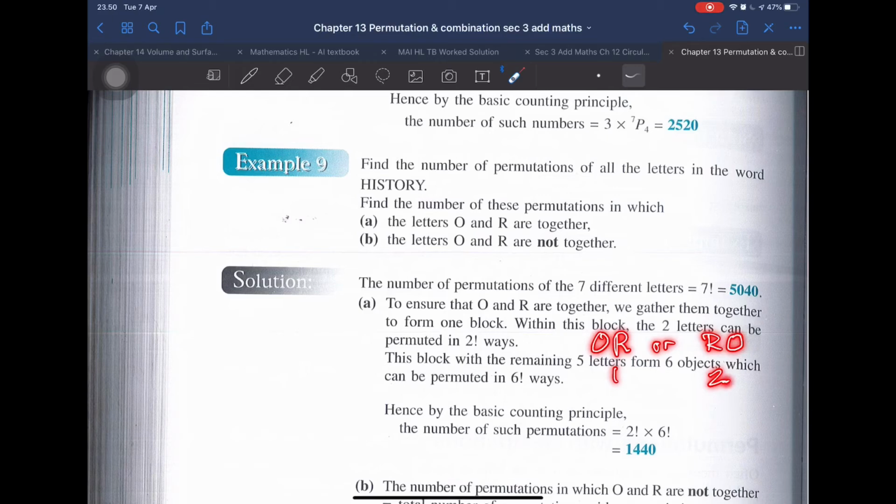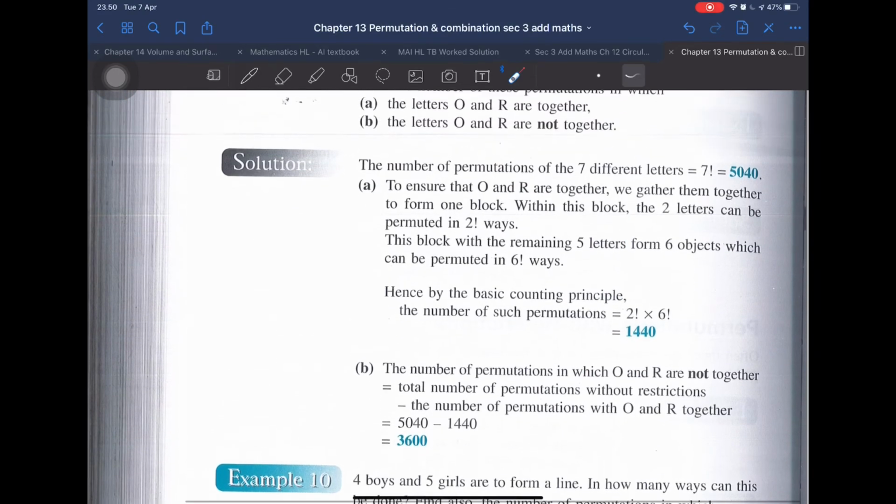But what if we add the letters H, I, S, T, and Y? Since O and R become one unity, the total is not 7 factorial anymore, it becomes 6 factorial because it decreased by 1. 6 factorial multiplied by how many ways to arrange O and R? 2 factorial. So it's the same as this.